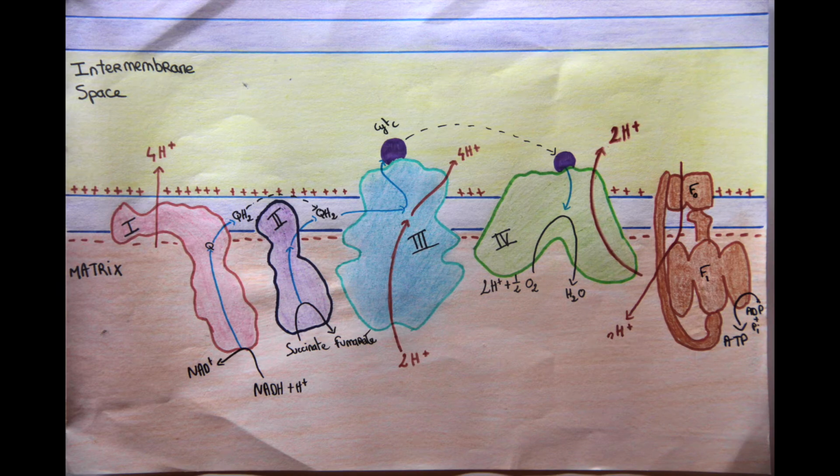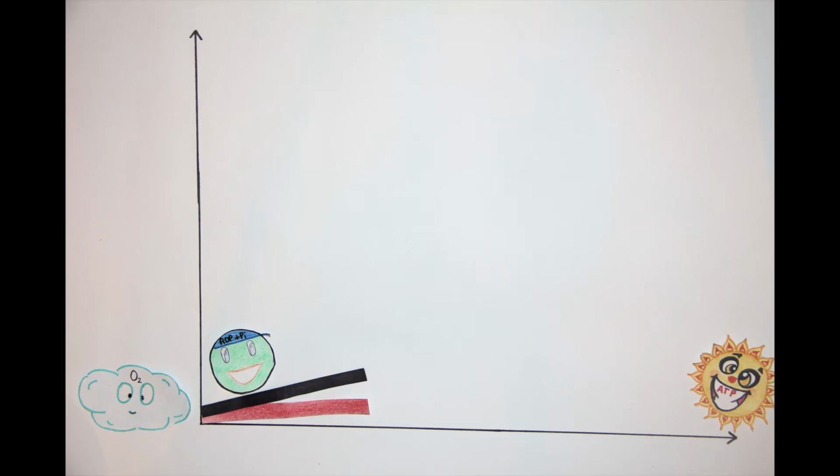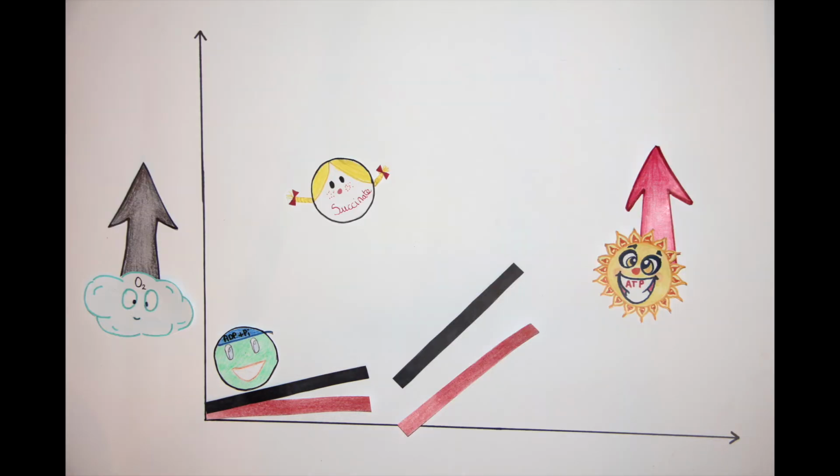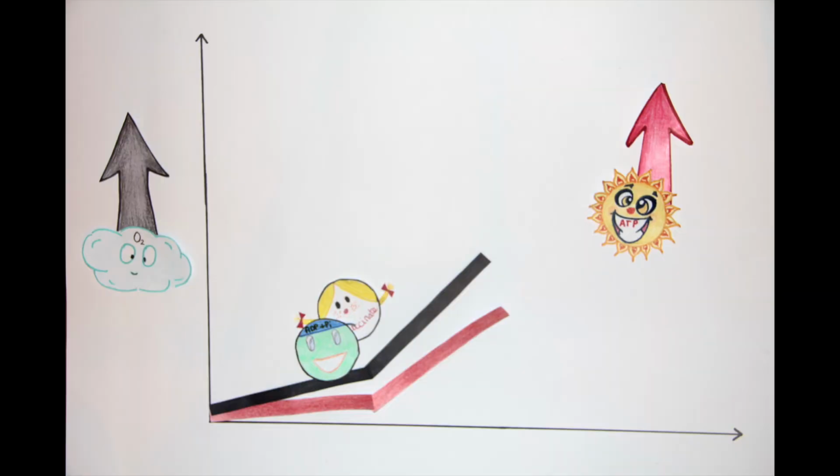ATP synthesis and respiratory chain are coupled, one doesn't work without the other. To understand this coupling, we will use a graph of O2 consumption and ATP synthesis. If we add ADP and phosphate, we can see a slow increase of O2 consumption and no increase of ATP synthesis. Then we add succinates. We can see a high increase of O2 consumption and the start of ATP synthesis.